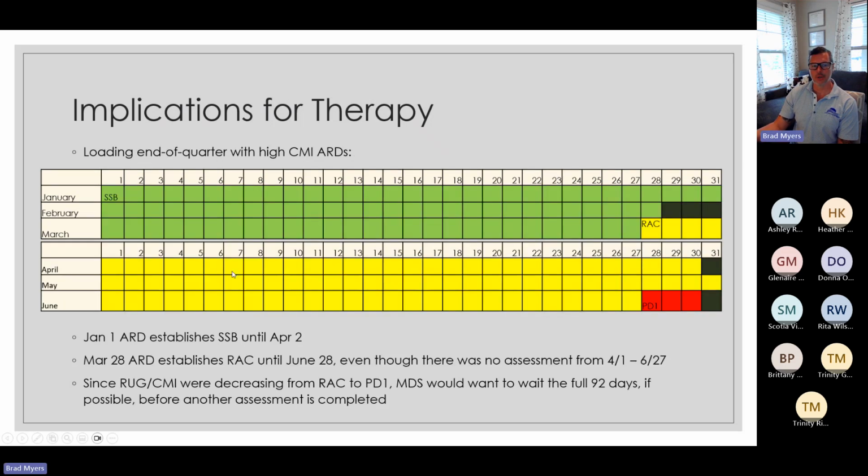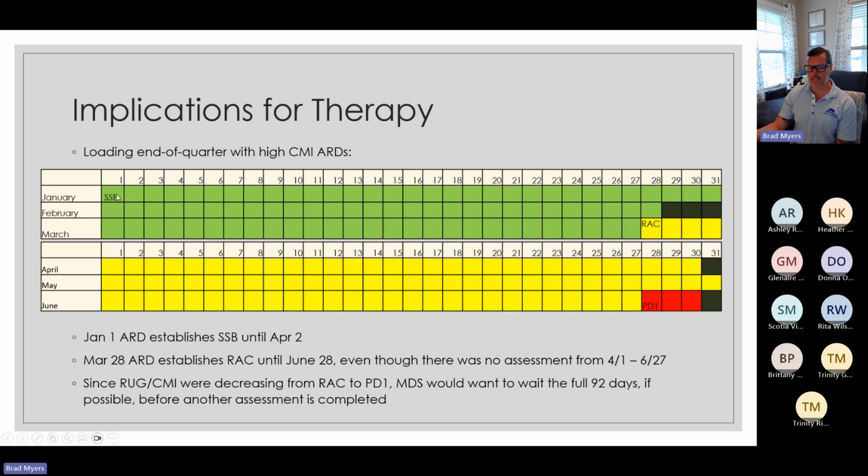Versus, so here's 2 quarters we're looking at here. It's always important to know what the last rug was and how long we've been trucking along with this same rug. This is a similar scenario. SSB is a special care. That's a pretty high paying rug. It's pretty good. So unless we do something otherwise, we got an ARD of January 1st where an SSB was attained.